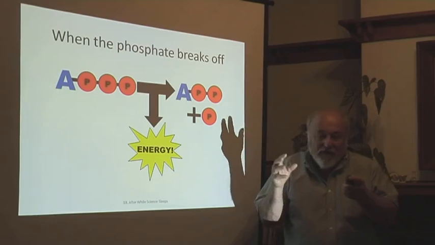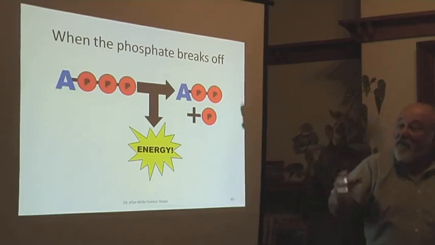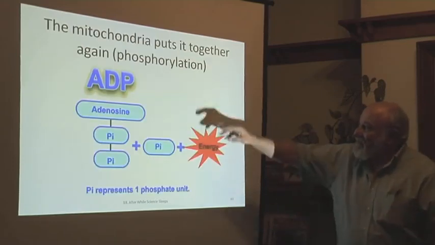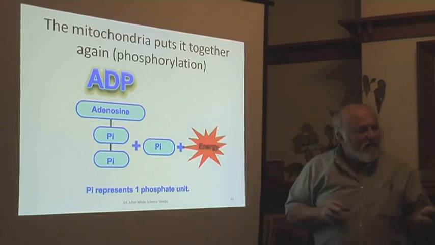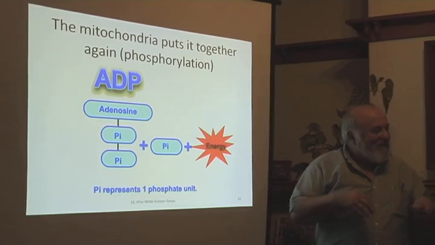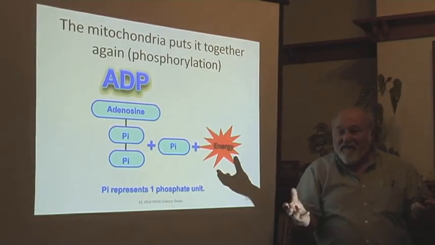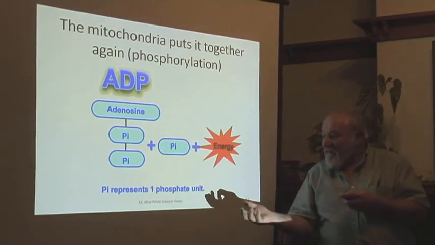And so where does it go? It goes back to the mitochondria, and the mitochondria puts it back together again. So it goes the other way. This is called phosphorylation, and it's just a way of saying making energy using this mechanism.